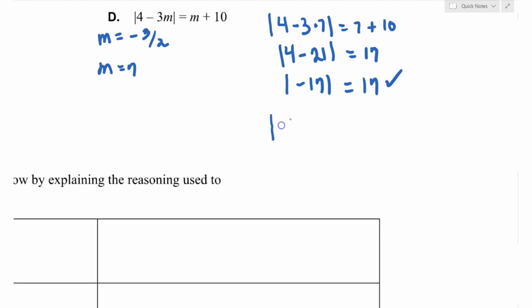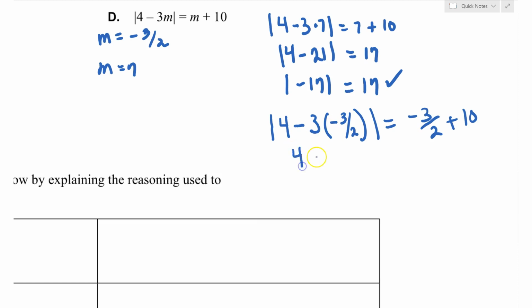So we have the absolute value of 4 minus 3 times negative 3/2, and we're saying that equals negative 3/2 plus 10. So we have a negative times a negative, that's a positive. So you have 4 plus 9 over 2 equals negative 3 over 2 plus 10. Because the absolute value of the positive will be this here.